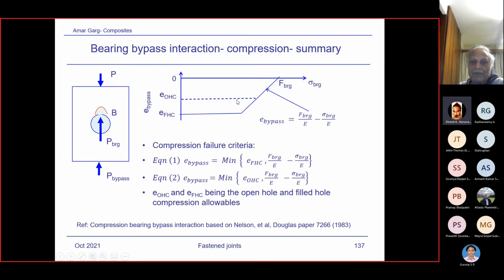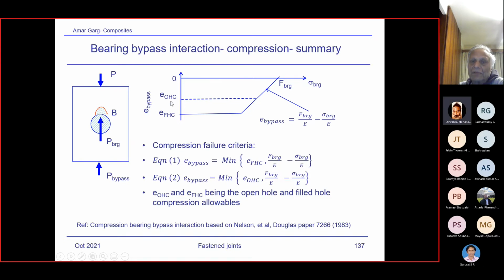So this is what we have done in the compression, the interaction diagram. I'm just going a bit faster, you can interrupt me, but the things are clear over here. It's equation derivation mainly. So now what we are saying, that E bypass, that equation is there, it will be interacting with FBRG over here, and here, this will keep on going up, and interact somewhere. But we are saying, okay, it can't exceed EFHC, that's our limiting value, and EOHC.